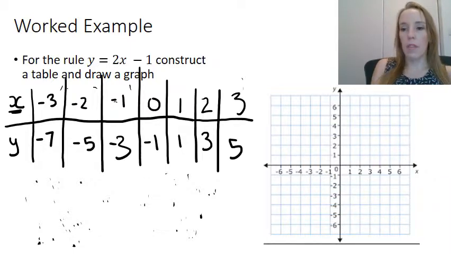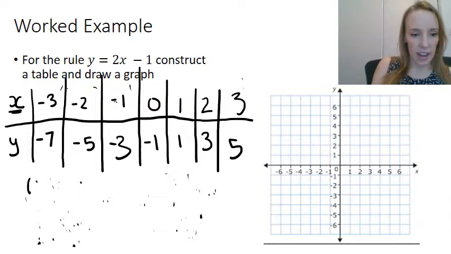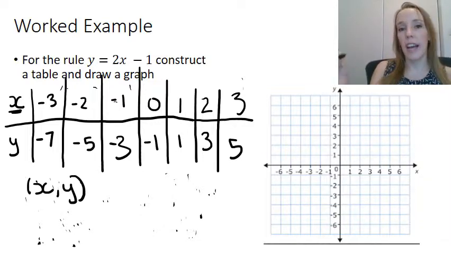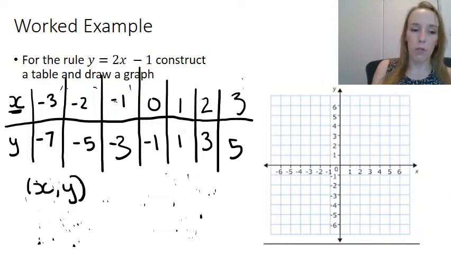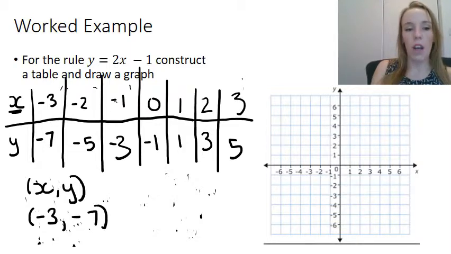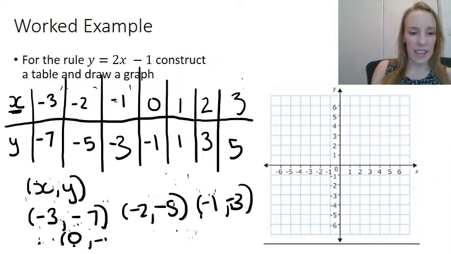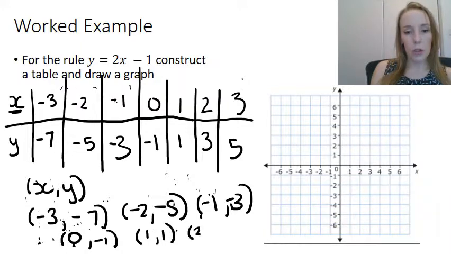So we're going to plot these. So we know that coordinates are given in an x, y kind of format. So the x coordinate is first and then the y coordinate. On our table here, we've actually worked out all these points in an x, y format. So for instance, x is -3, y is -7. When x is -2, y is -5. When x is -1, y is -3. When x is 0, y is -1. When x is 1, y is 1. When x is 2, y is 3. And when x is 3, y is 5.